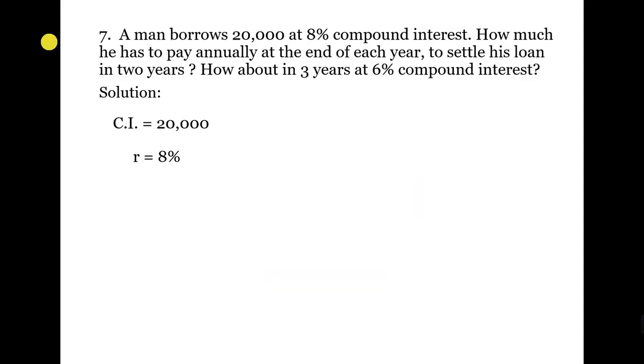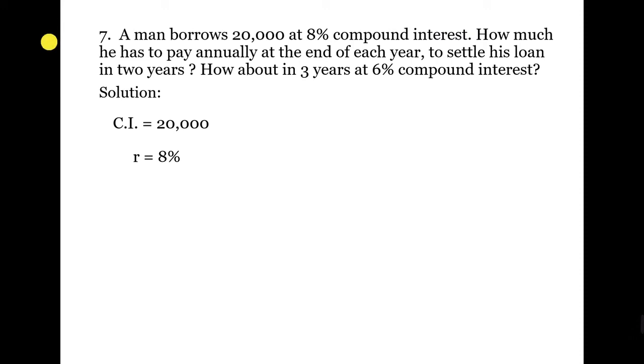Let us proceed to example number 7. A man borrows 20,000 at 8% compound interest. How much does he have to pay annually at the end of each year to settle his loan in 2 years? And the next question is, how about in 3 years at 6% compound interest? So in this problem, we're looking for the principal amount that he has to pay annually.